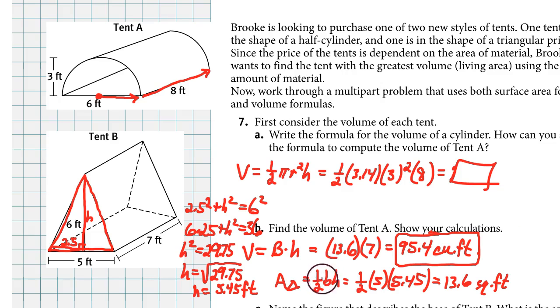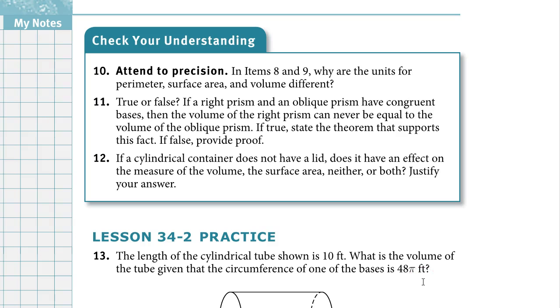These problems illustrate that while the volume formula for a prism or for a cylinder are very straightforward, sometimes you have to do extra math work to figure out the numbers that you need to fill in for the variables. Move ahead to the check your understanding problems, number 10. We're not actually going to answer problem 10, but we're going to use this problem to remind us of the kinds of units that you use to measure different aspects of a three-dimensional shape.